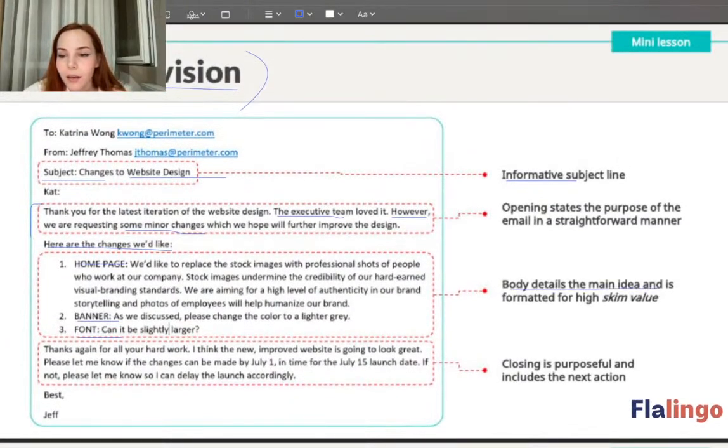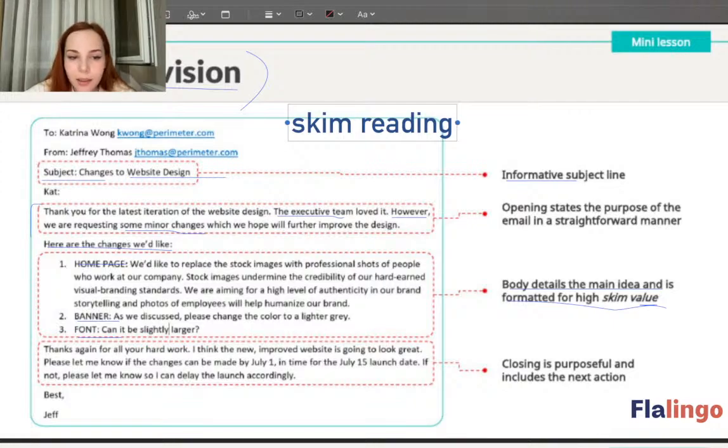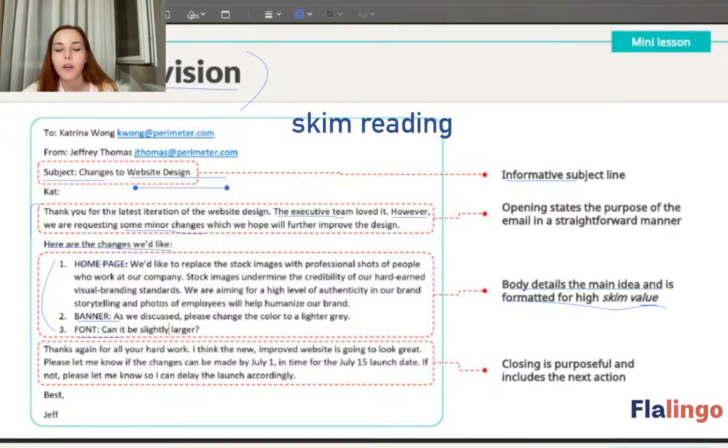Body details the main idea and it is formatted for high skim value. Its readability is really good. When I take a look at it, when I do a skim reading, it's really easy for me to understand the main ideas. We need some changes to website design. Perfect. The latest iteration was really good, but we need some extra things. What are those? Homepage, banner, and font.